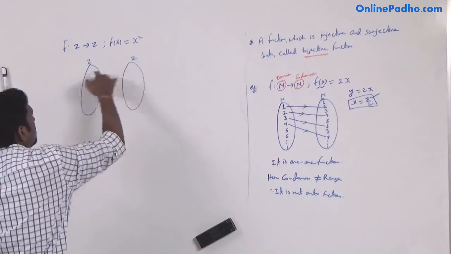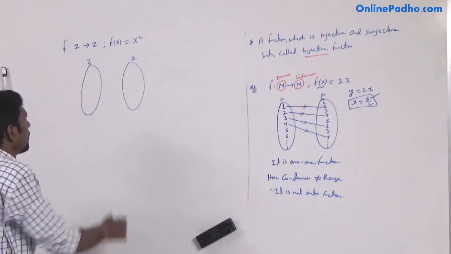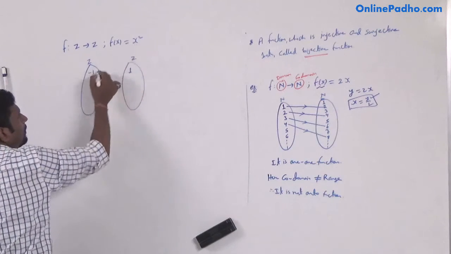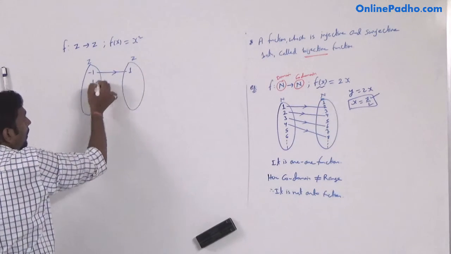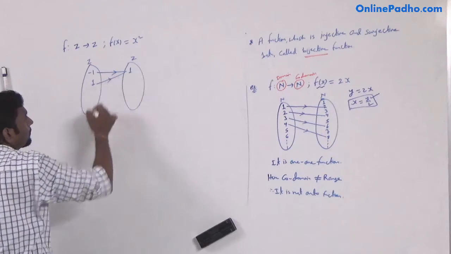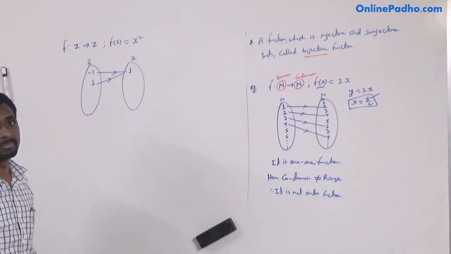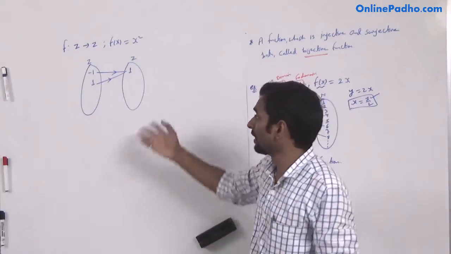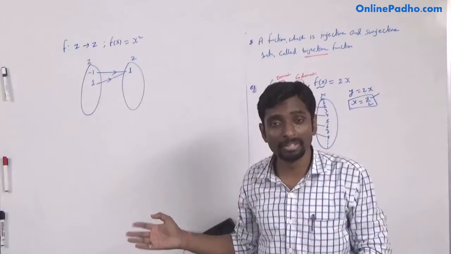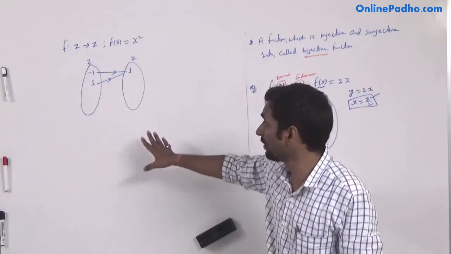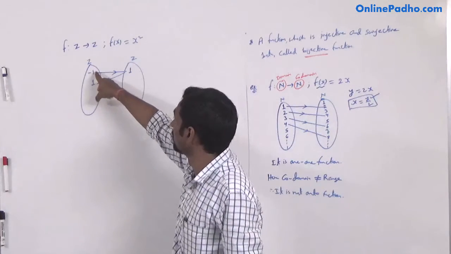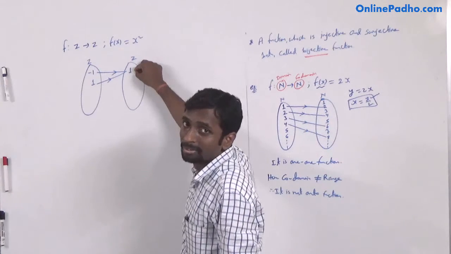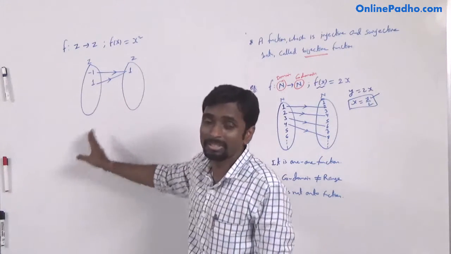Z to Z, integers to integers. If you put the integer minus 1 in the place of x, you get 1. If you put 1 here, you get 1. Injectivity fails here. This function is not injective. This is a many-one function, not a one-one function. For two elements in the domain, there is a single image in its codomain. So this function is not an injective function.